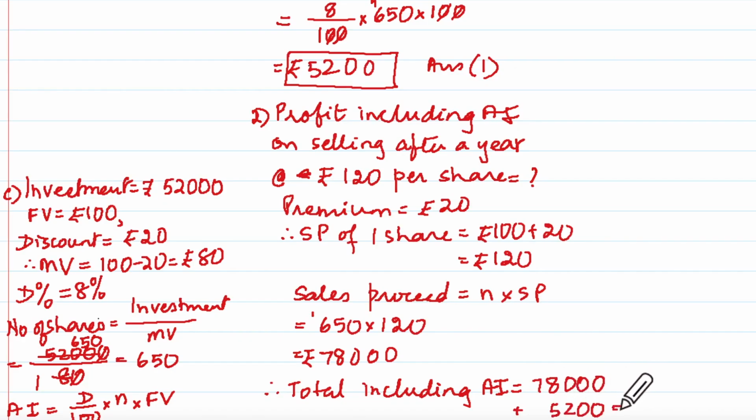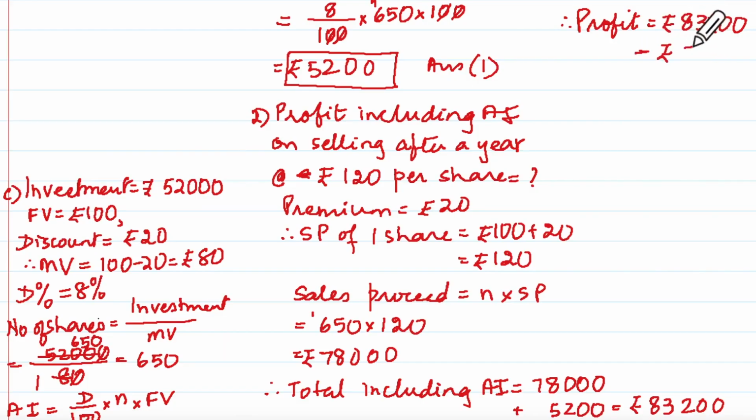5,000. Excuse me. 83,200. So rupees how much? 83,200. Okay. Then you will say therefore profit will be equal to rupees 83,200 minus how much was his investment? 52,000. Correct? So that will be rupees.